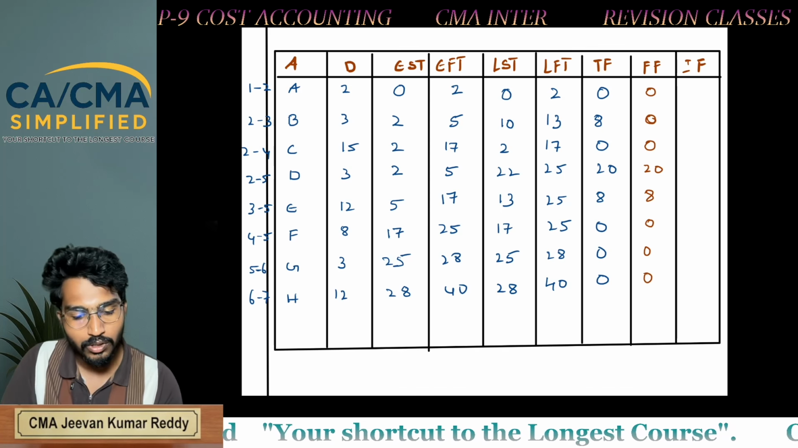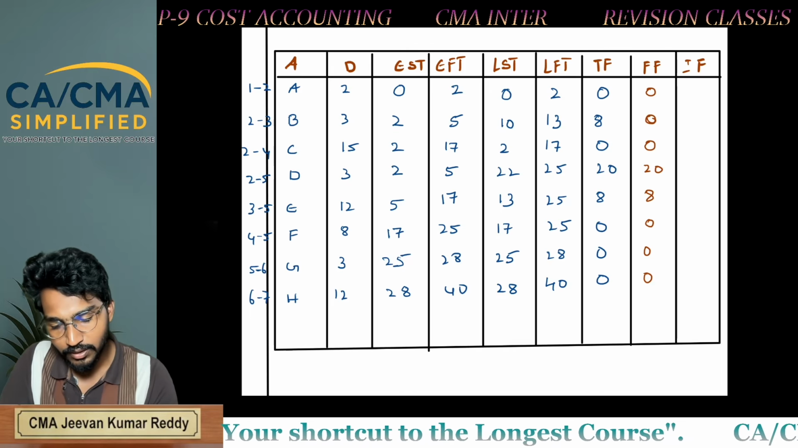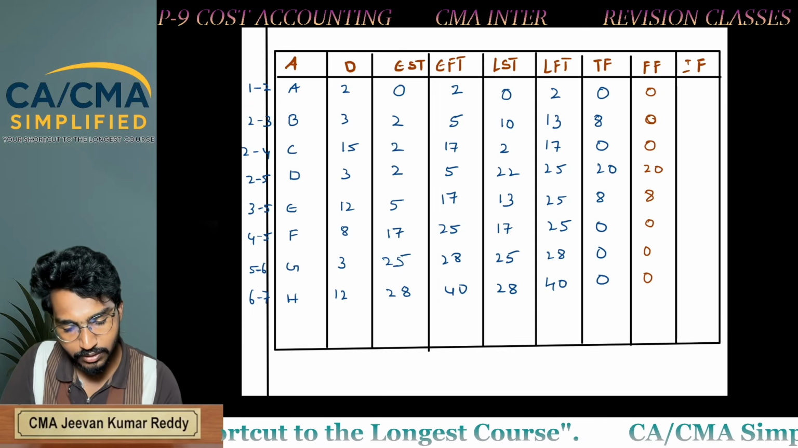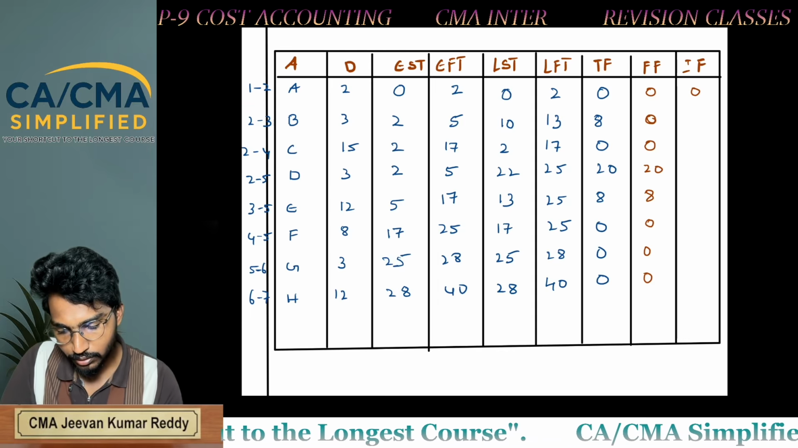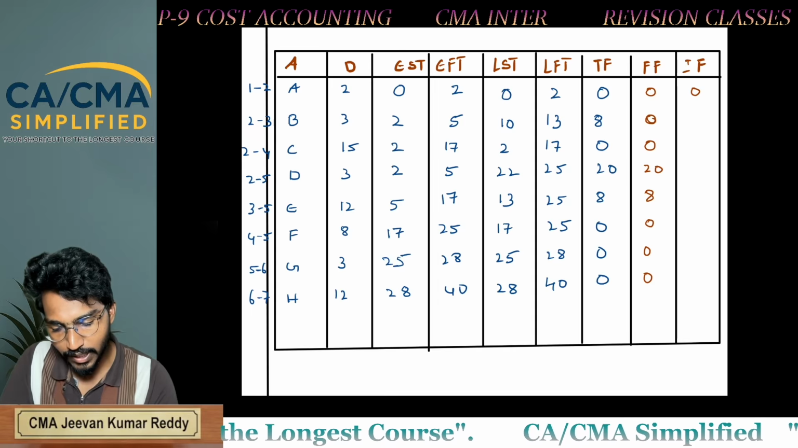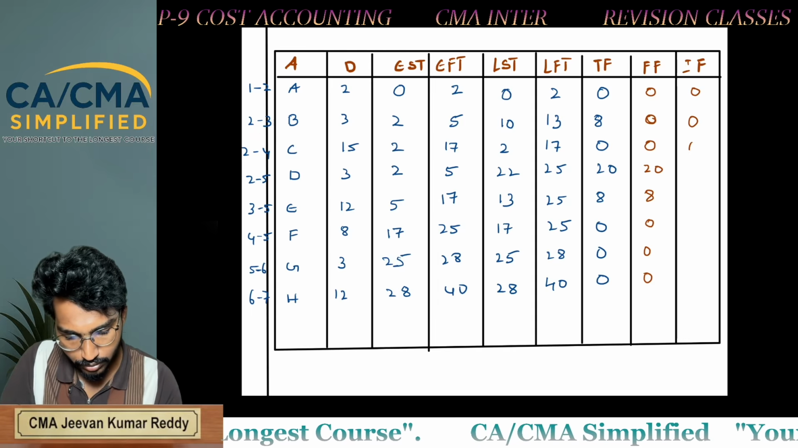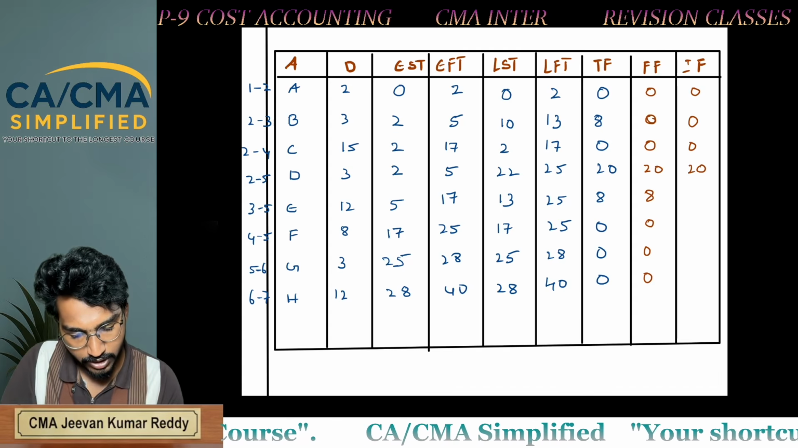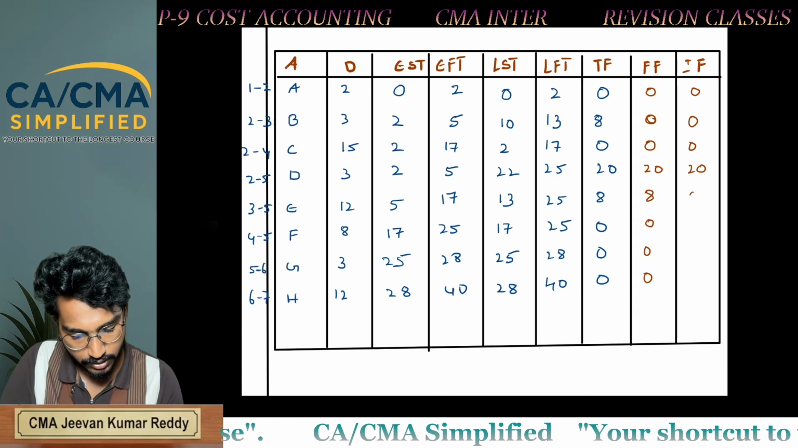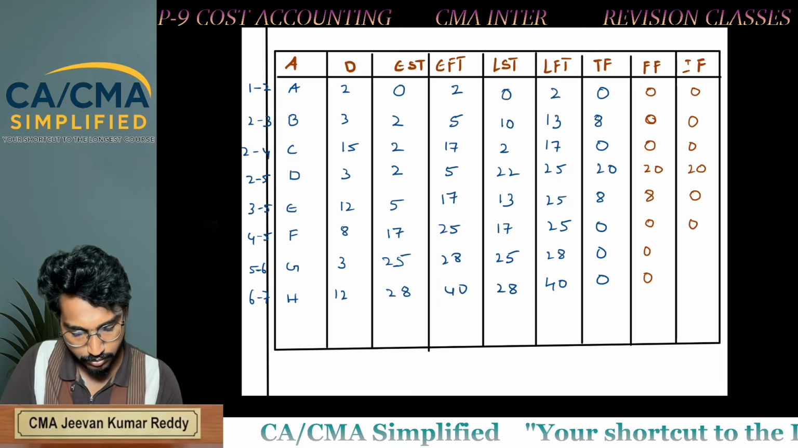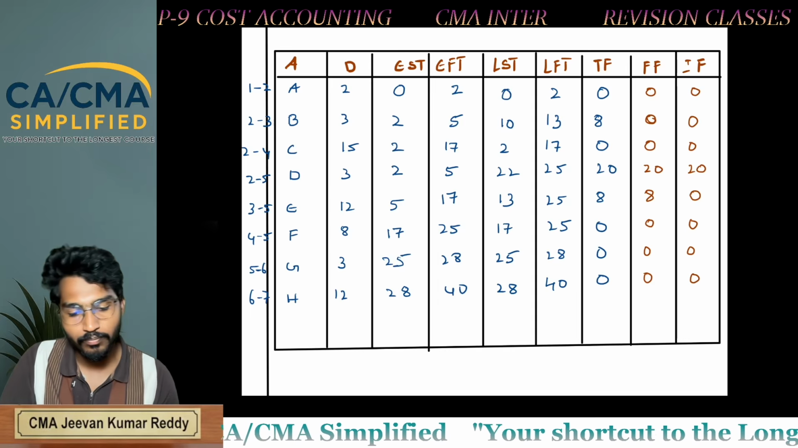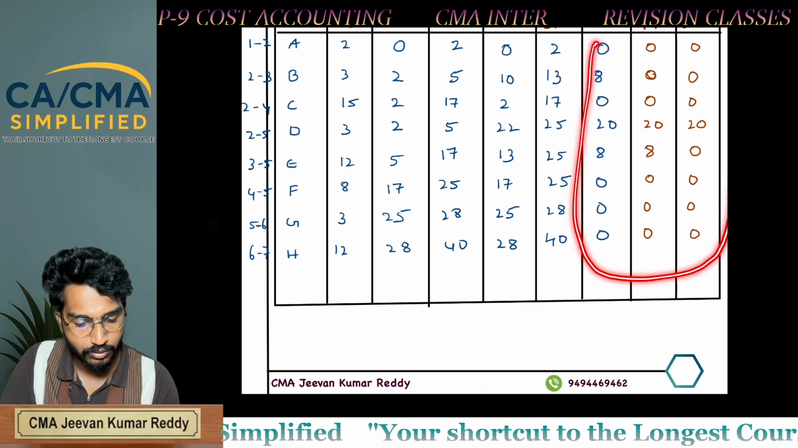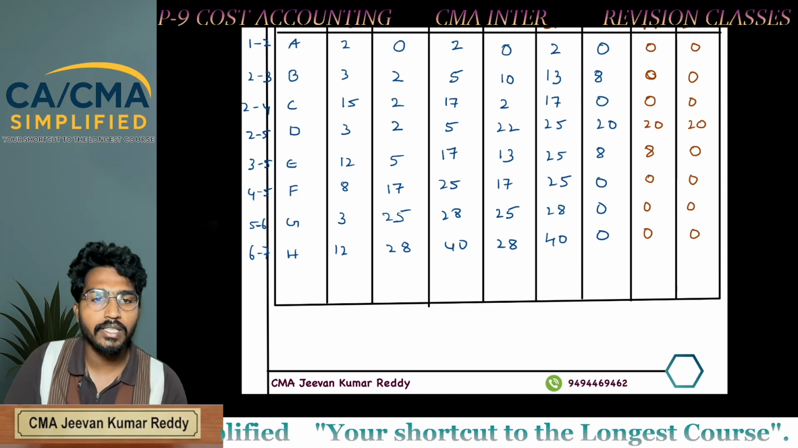What is independent float? Free float minus slack of tail event. So what is tail event here? 1. 1 minus 0, 0 minus 0, 0. Next, for 2, what is slack? 0, 0, 0. So 20 minus 0, 20. Next, 8 minus 8, that is 0. Next, 0, 0, 0. If you got negative values in any of the float, you can take it as 0.